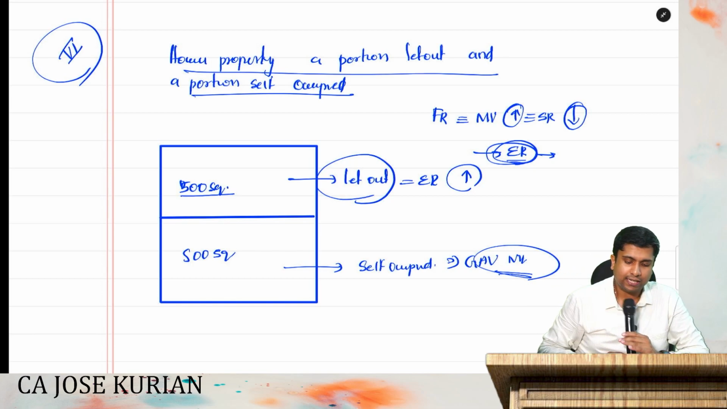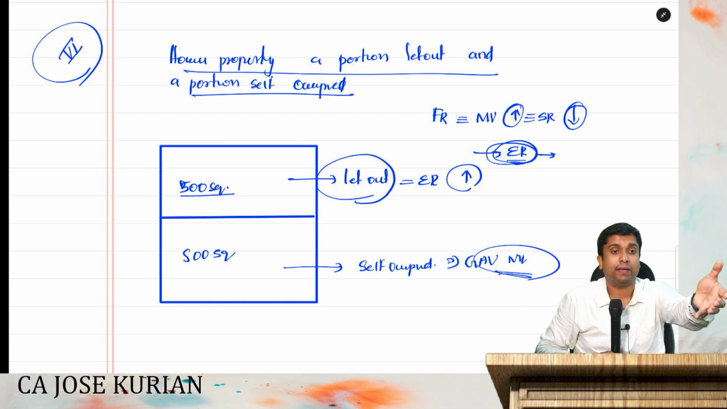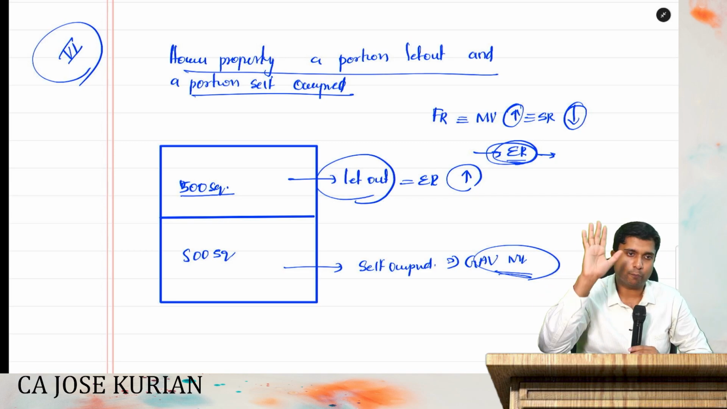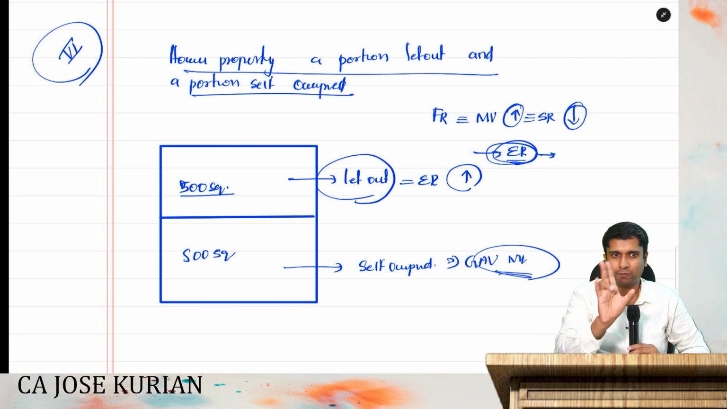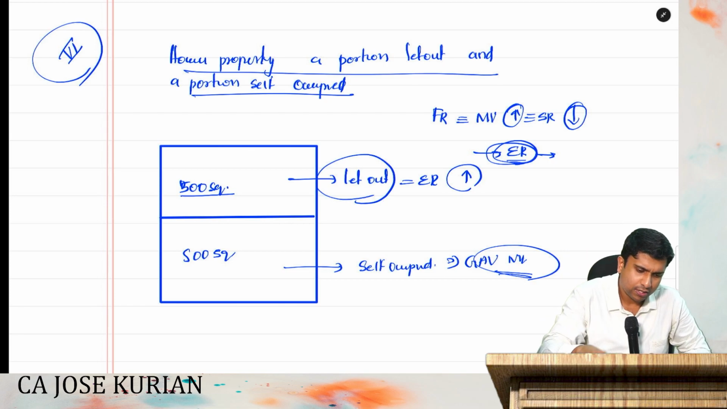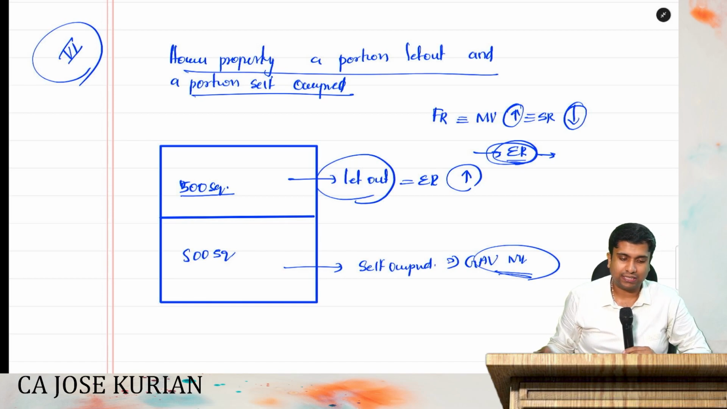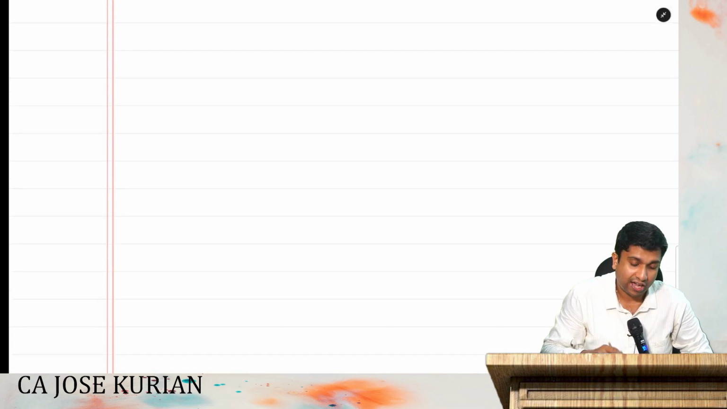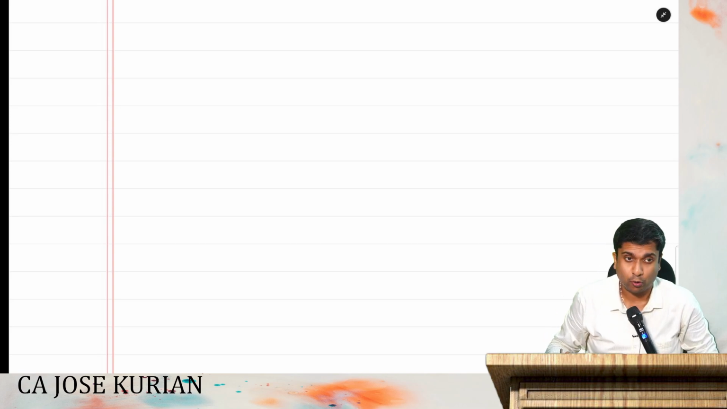Then final is a house property where a portion is let out and the remaining portion self-occupied. What to do with that? Compute proportionately. That's what they say. I hope this much is super clear for you. Now, let's move on and compute the remaining thing in this particular chapter. That is treatment of unrealized rent. That's what we are about to discuss.